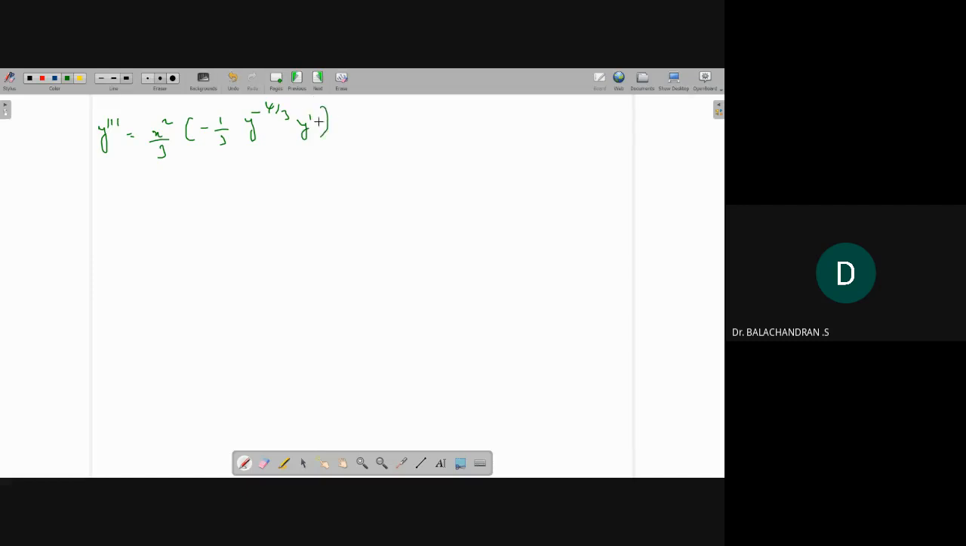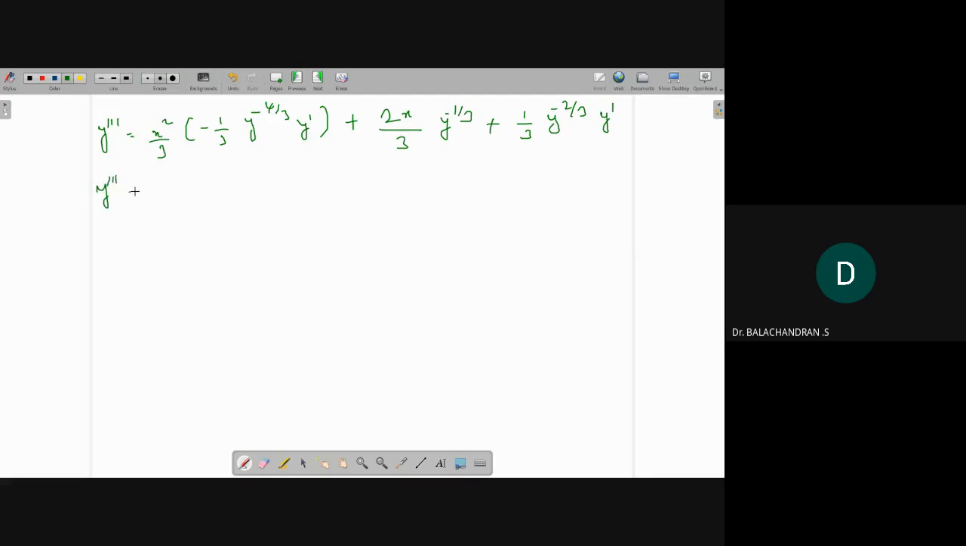Into y dash. And then if you differentiate x square, you'll get 2x. You get 2x by 3 into y power minus 1 by 3, plus you have y power 1 by 3. If you differentiate y power 1 by 3, you have 1 by 3 y power 1 by 3 minus 1, which is minus 2 by 3, into y dash. So just simplify.